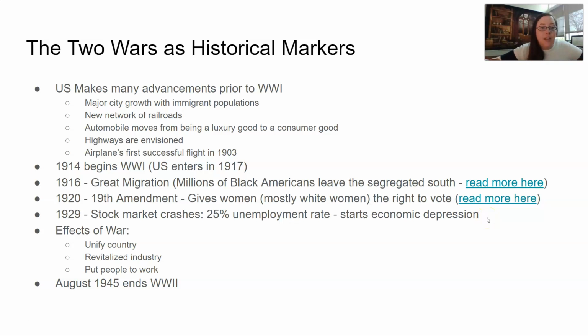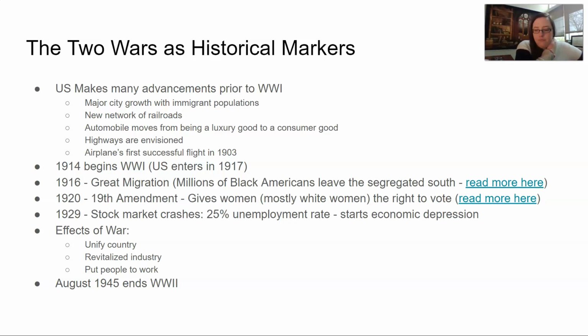In 1929, the stock market crashes. There's a 25% unemployment rate, and our book talks about how that's an even more significant devastation than we would think of today, because women really weren't working that much.